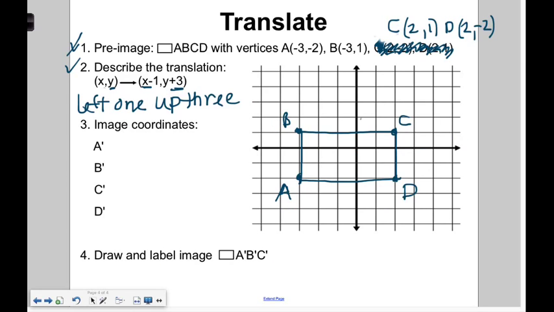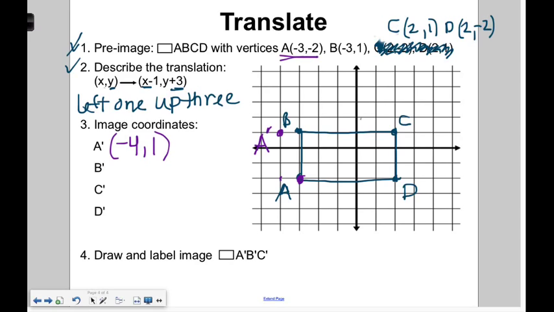Now, image coordinates. So what we're going to do is we need to move left 1 and up 3. Okay? So each of our coordinates, and we have to go out of order a little bit here. So for A is going to move left 1 and then up 3. And that's going to become my image of A. So my new ordered pair for A is going to be negative 4, 1.